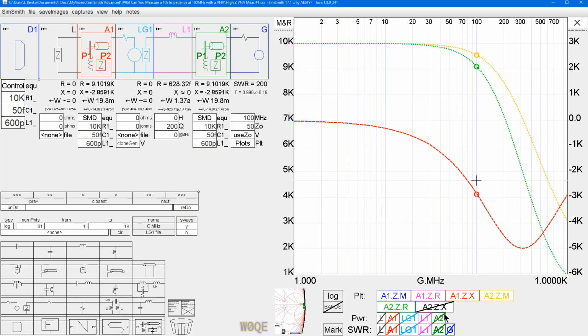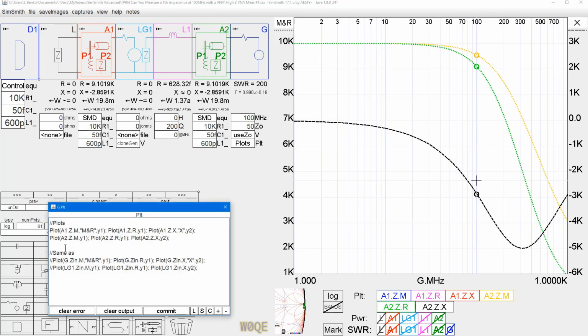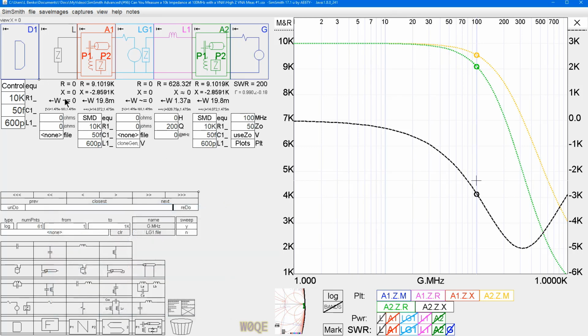And I'll do it for both, looking at this point and looking at this point in the circuit. I do that with this plot command right here, which is similar to what I did before. Now, if I increase this lead inductance to, say, 50 nanohenries, which is huge, what I see is some small changes at high frequencies, but at 100 megahertz, there's virtually no change at all, which is kind of interesting.